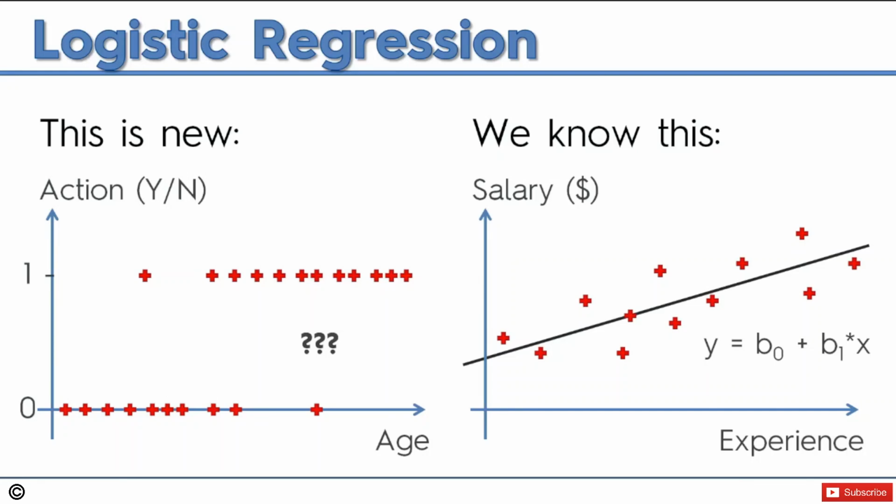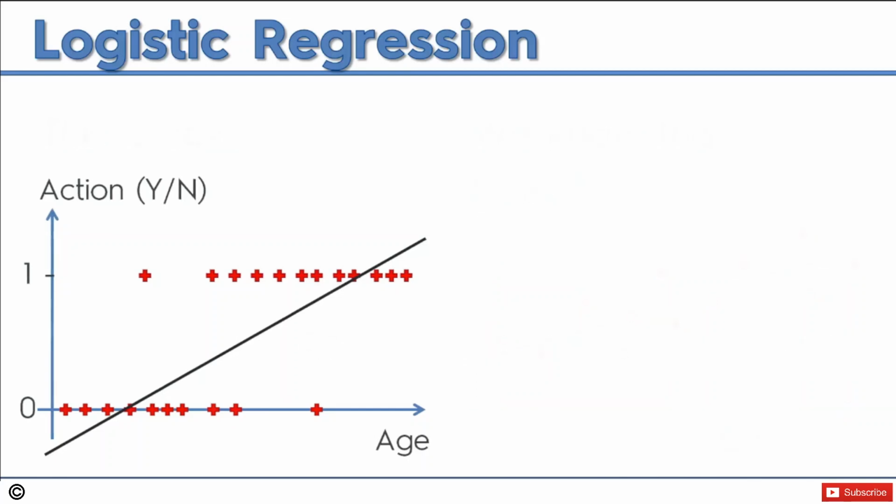So can we somehow model this? How about we try the existing method in our toolkit, which is the linear regression. Let's run a linear regression, and that's what it looks like. As you can tell, it doesn't look like the best approach. It doesn't look like the best method to solve this problem. So let's look into this in a bit more detail.